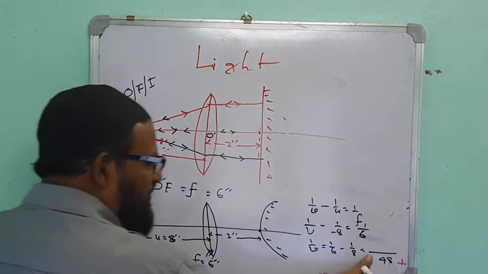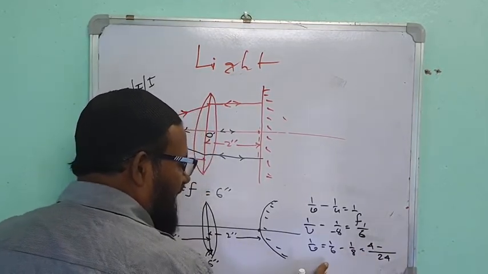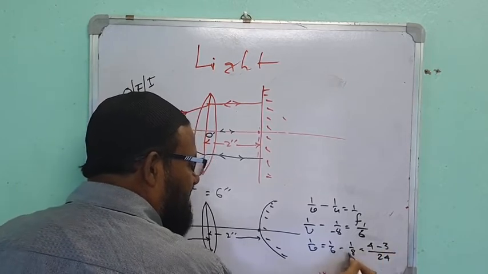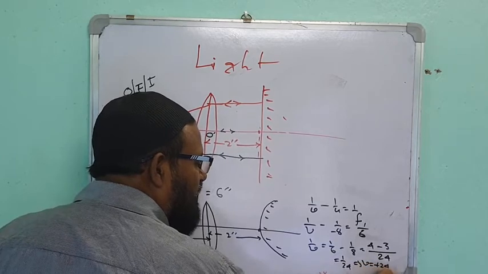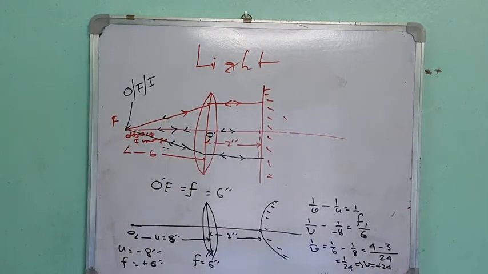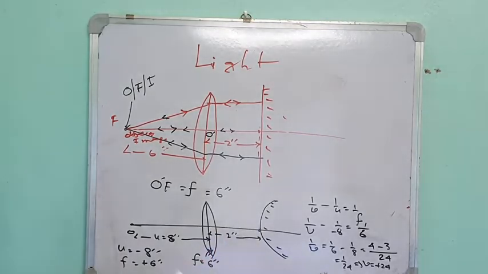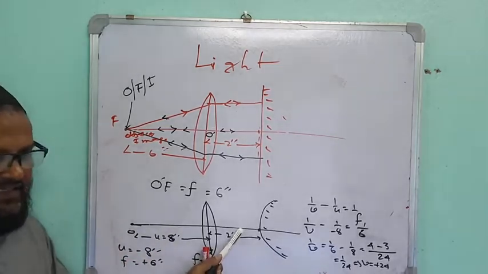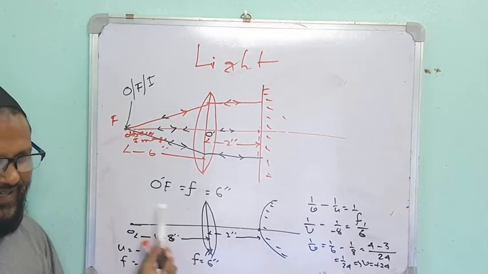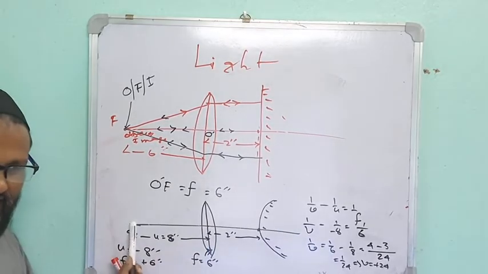The common denominator is 24. This is 4, and this is 3, so this gives 1 by 24. So V equal to plus 24, is it okay? Plus 24. Now tell me, for lens, which side is plus? This side is plus or this side is plus? For lens, the object side is negative. This side negative, this side positive.